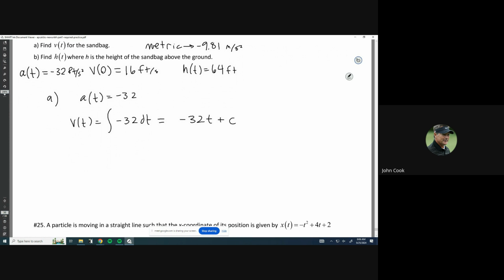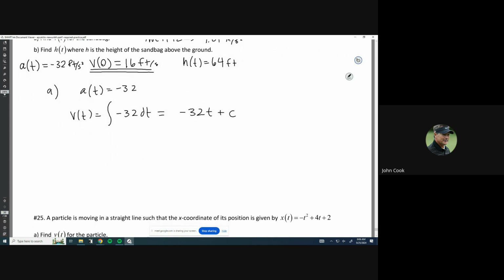Now that usually would be where we would stop, right? But we can actually solve for that c value because we were given this initial condition right here. So here's how I do it. The velocity function is negative 32t plus c. From my initial condition, I know that if t is equal to 0, then I get 16 feet per second.